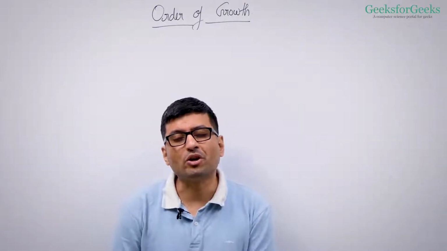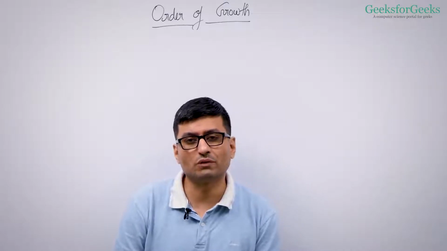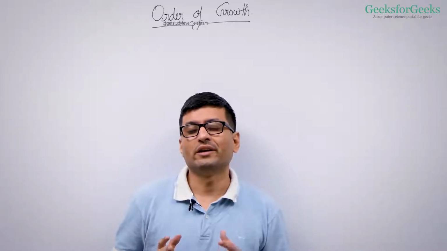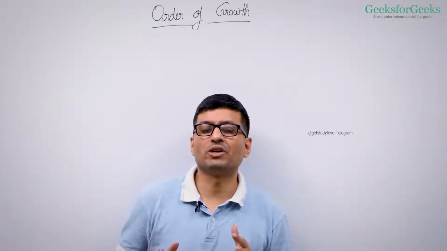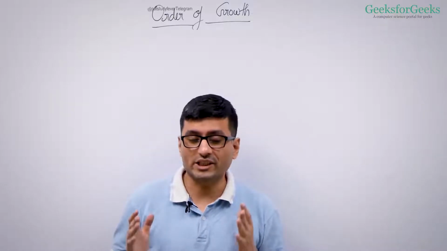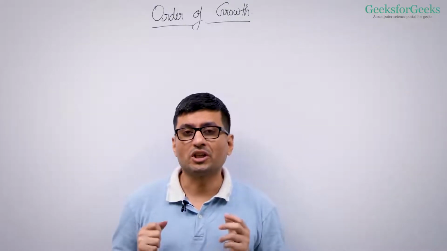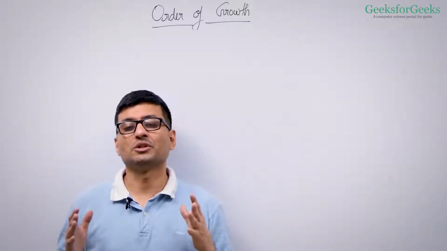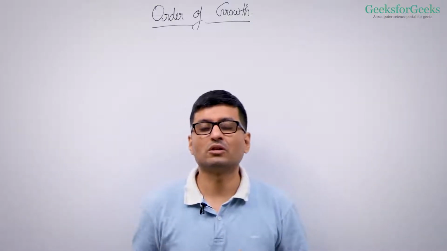In this video, we talked about the order of growth of functions, which was some mathematics that we did. In the next video, we are going to talk about mathematical notations. We call them asymptotic notations, which are used to represent the order of growth of functions, which are used to compare the order of growth of functions.